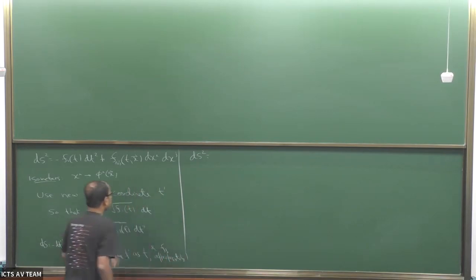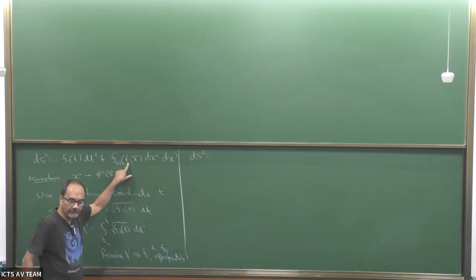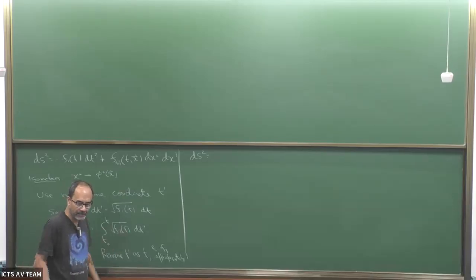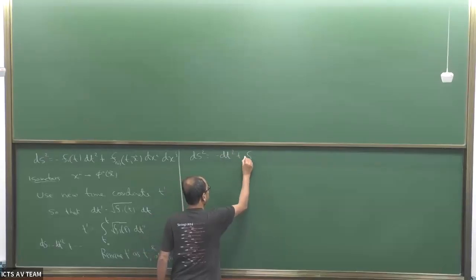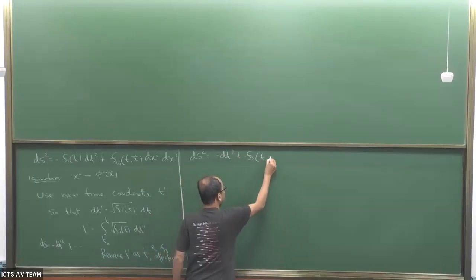Because when you change t to a function of t prime, the functional form of F3 will change. But that new object is what I'm going to call F3. So I'll write it as minus dt squared plus F3 dx.